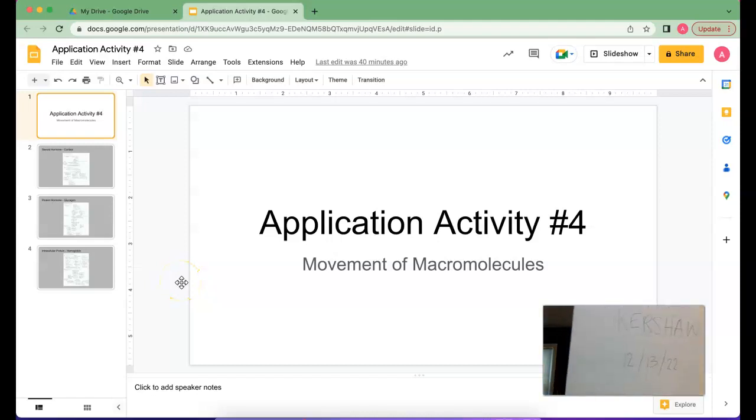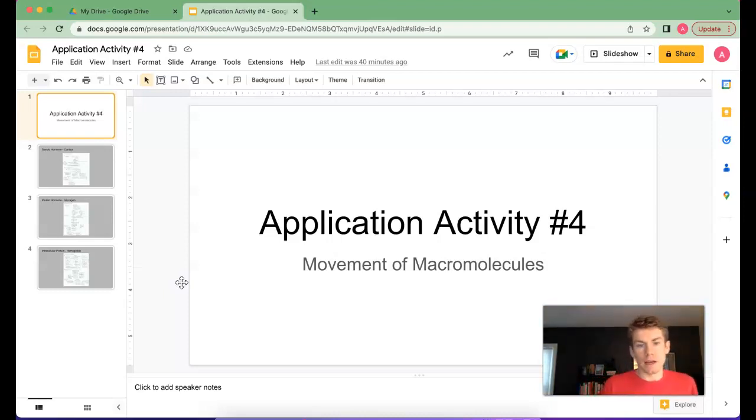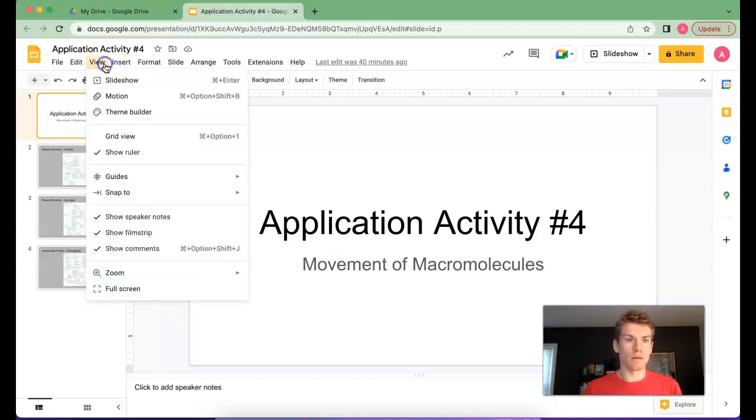This is Tuesday, 12/13/2022. And today I'm going to go over my application activity number 4, the movement of macromolecules.